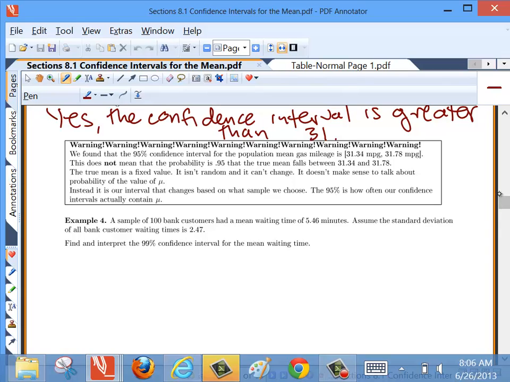So that's what this warning is talking about again. Remember, it wasn't the mean that changed. The population mean didn't change. It was where my sample mean was. That's what actually changes, and that's what the probability is attached to.